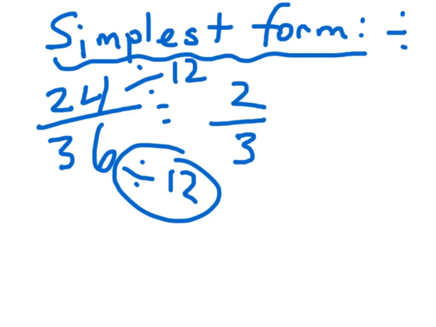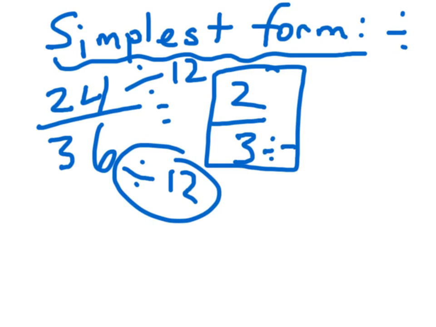Now here's the tough part. Is this the simplest form? Is it done? Can it be shrunk any more? Can I divide any more digits or numbers from this answer of 2 over 3 right here? The answer is no, I can't. And the clear sign that you can't is because if I did 3 divided by 3, 2 does not divide by 3. It'll leave you with a decimal.